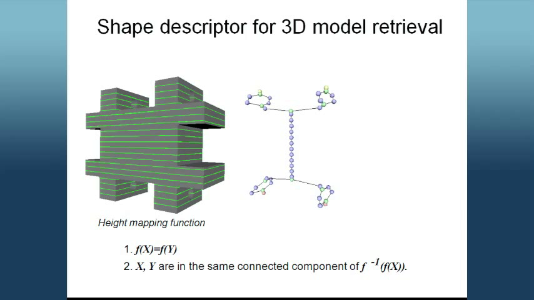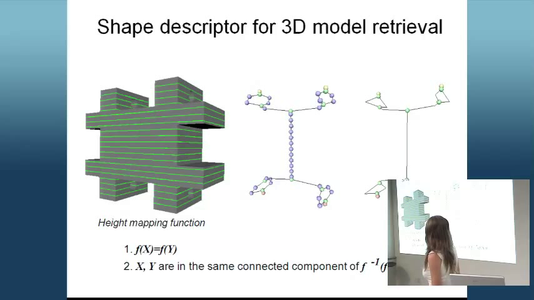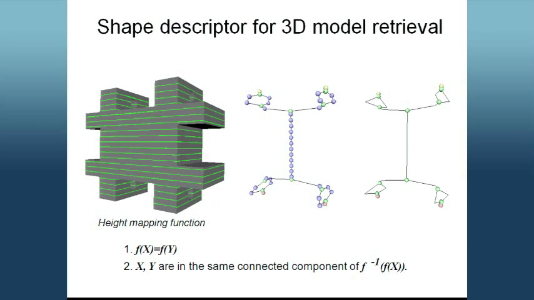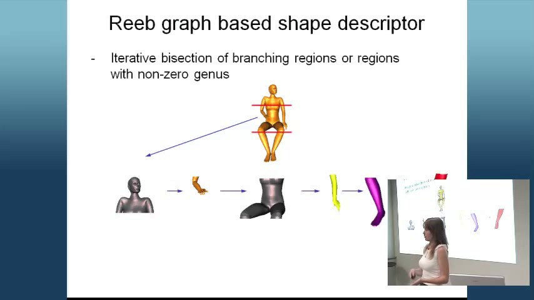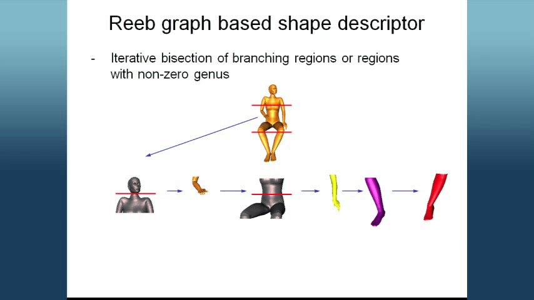Furthermore, we can simplify the Reeb graph by removing all regular nodes with degree equal to 2 and leaving just nodes corresponding to critical areas of the mapping function, such as saddle regions and regions of maximum and minimum. There are several ways to construct the Reeb graph, and the way I did it in my PhD research project was by iterative bisection of branching regions and regions with non-zero genus. This process starts by placing some seed number of level sets, usually a low number, which subdivides the object into a set of components. The process proceeds by bisecting regions with branching shape or with non-zero genus until such complex regions reach some predefined small size.